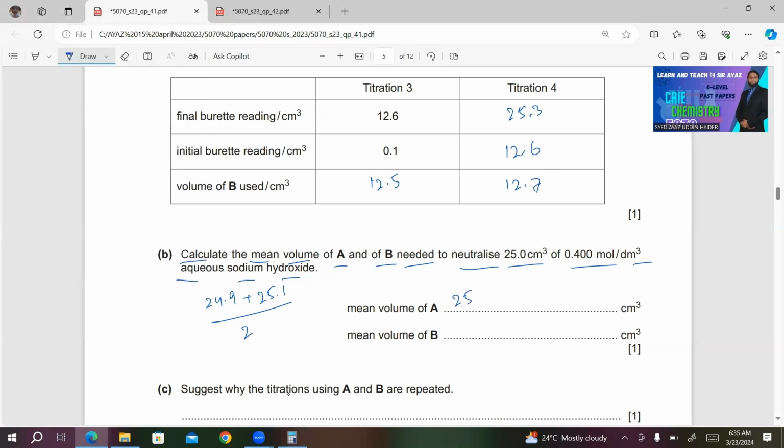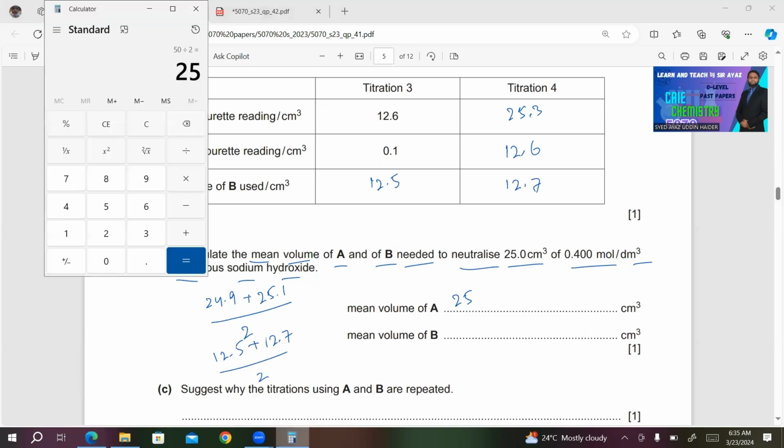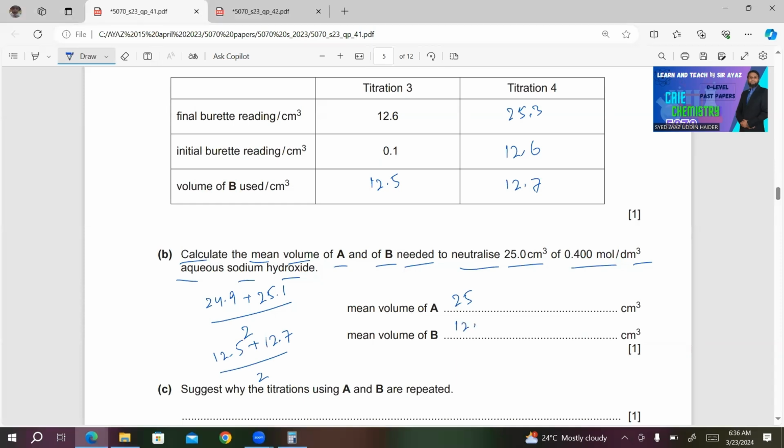What about mean volume of B? We have 12.5 plus 12.7 and then we'll divide it by 2. 12.5 plus 12.7 divided by 2, we will get 12.6 as the mean volume of B.